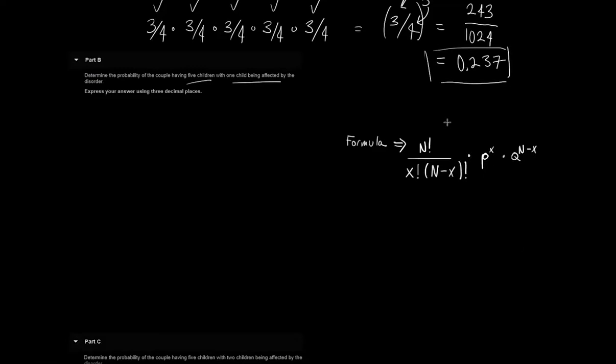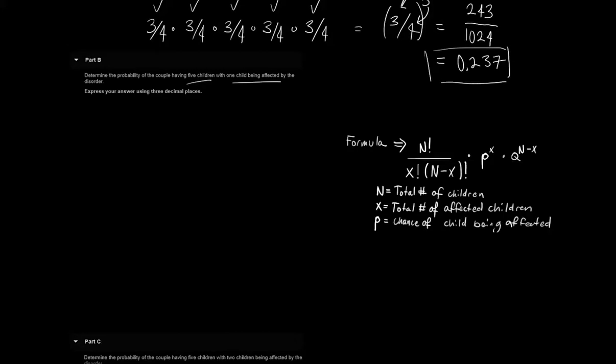You've probably seen this monstrous formula before, but working it out is a lot easier than deciding the number of possible combinations you can have. For this formula, n is the total number of children, x is the total number of affected children, p is the chance of the child being affected, and q is the chance of the child not being affected. Each of these exclamation points is called a factorial. For example, 5 factorial equals 5 times 4 times 3 times 2 times 1. It's just all the whole numbers under it multiplied against each other.